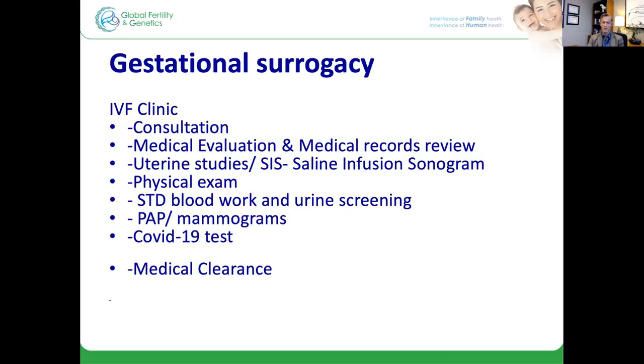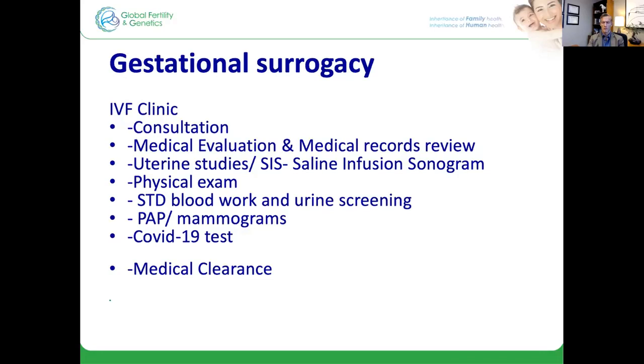And for this, we do a test called the saline infusion sonogram, or SIS, where we inject some fluid into the uterus to make sure that the uterus is normal. The surrogate will undergo a full physical exam. We look at the heart, lung, we do a breast exam, we do a gynecological exam. We also look for tattoos or piercings to make sure there are no recent tattoos or piercings that can give us a problem. The STD workup has to be done.